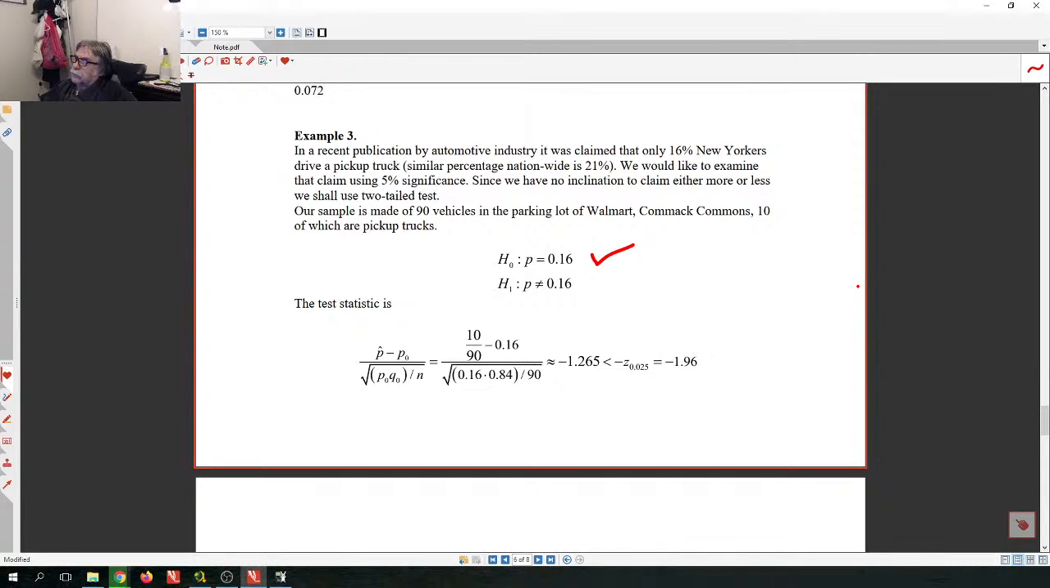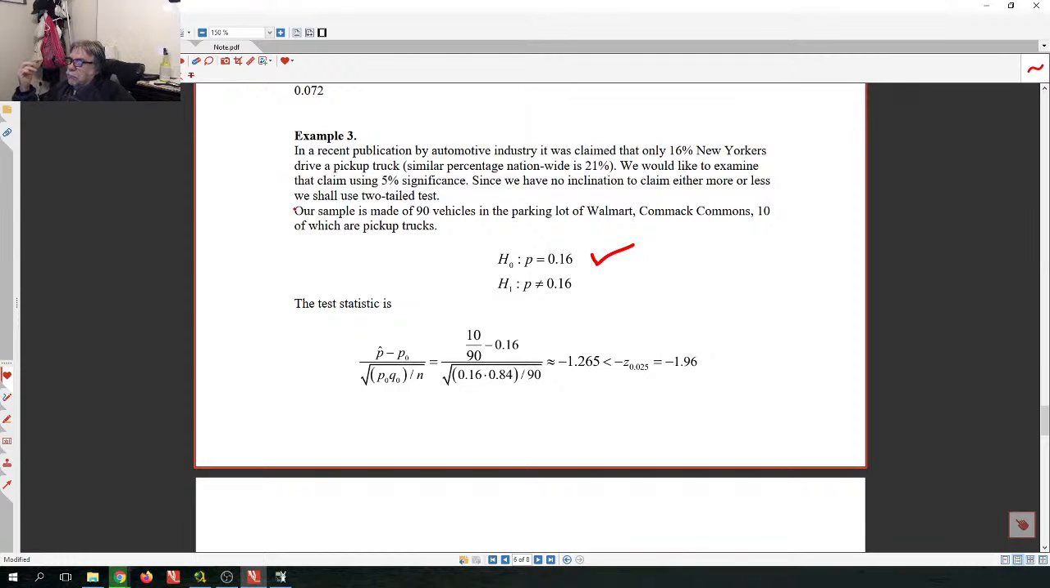Magazine claim. Okay, I went to Walmart Commons, 90 vehicles, and I counted 10 pickup trucks. So that's my sample. Maybe not a great sample. It's kind of a convenient sample. I didn't do much randomization here. But I have 1 out of 9. Well, that's significantly less than 16%. It's like 11%.